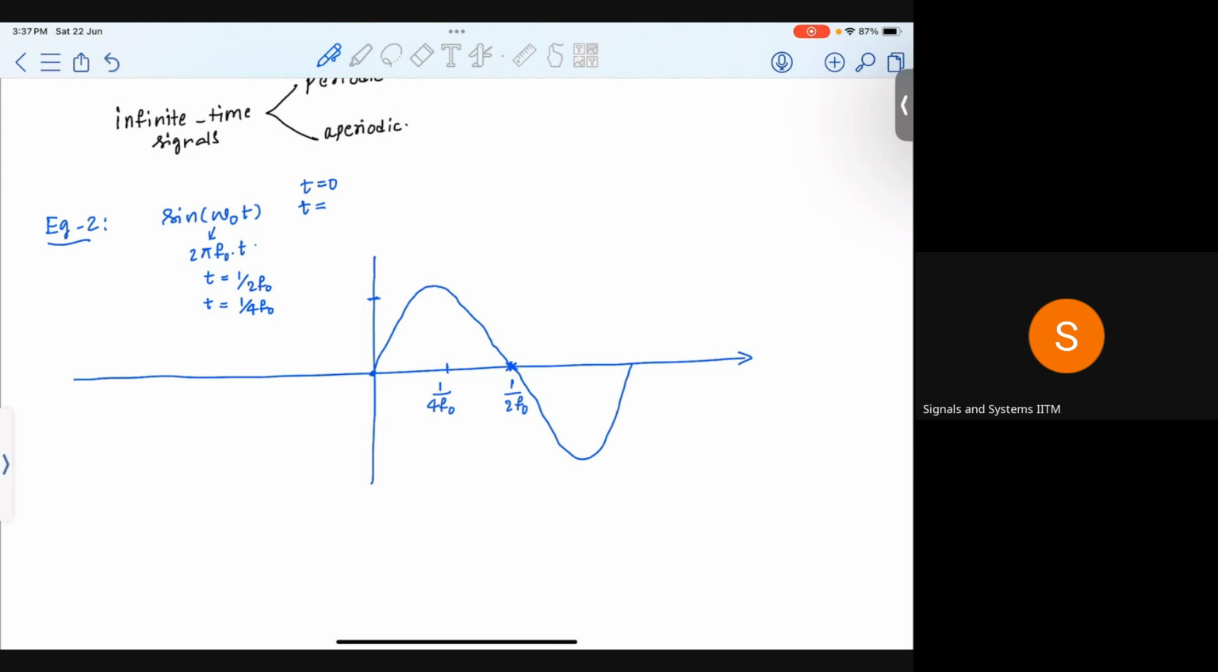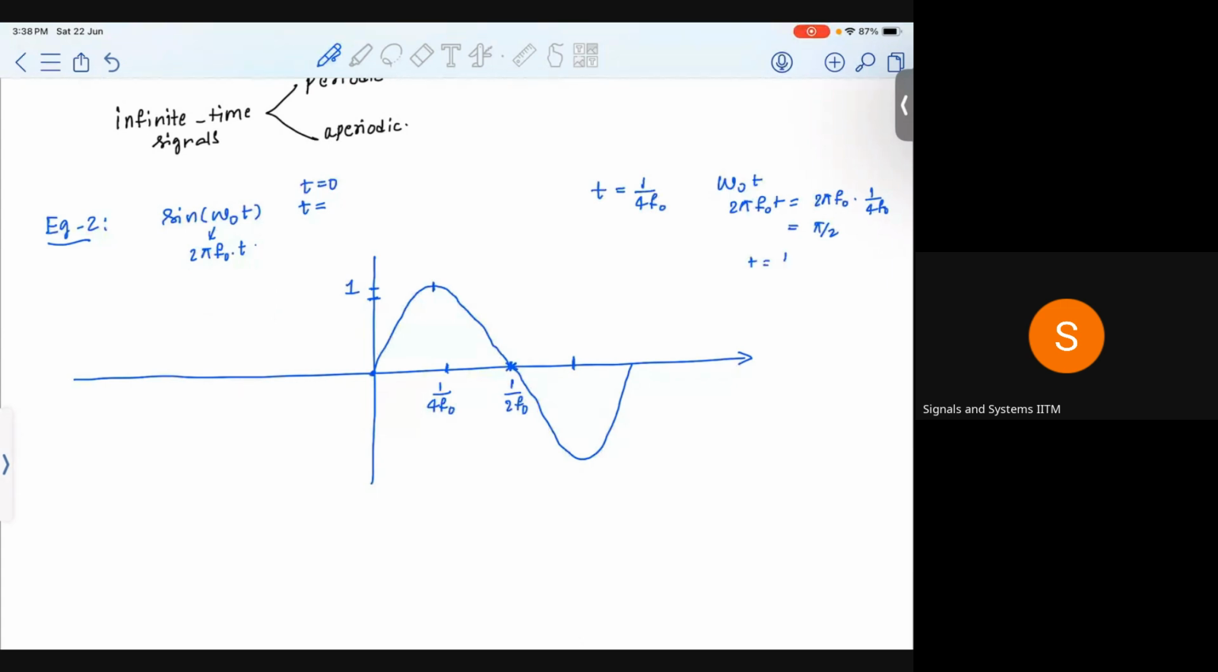Right? So this is our sine signal. So this is 1 by 4 f naught. When t is 1 by 4 f naught, our omega naught t is 2 pi f naught t, which is 2 pi f naught times 1 by 4 f naught, that is pi by 2. At pi by 2, sine function takes a value 1, right?